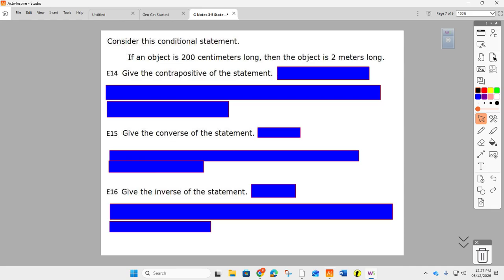Consider the conditional statement. So, what is the contrapositive? The longest word, that's the switch and negate. Switch and negate, Morgan. You're writing switch and negate. So see if you can write the contrapositive.